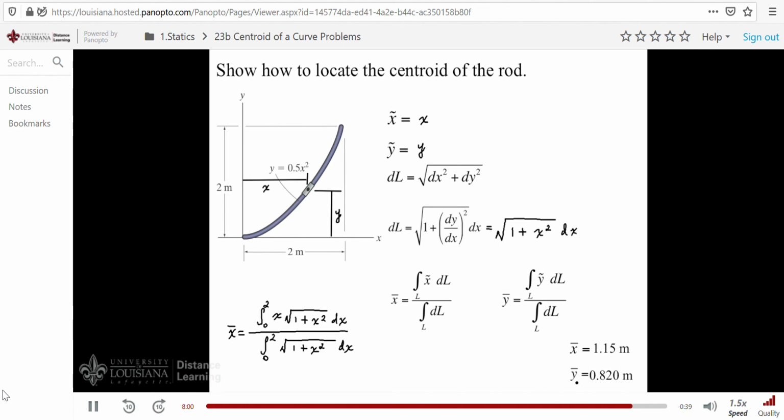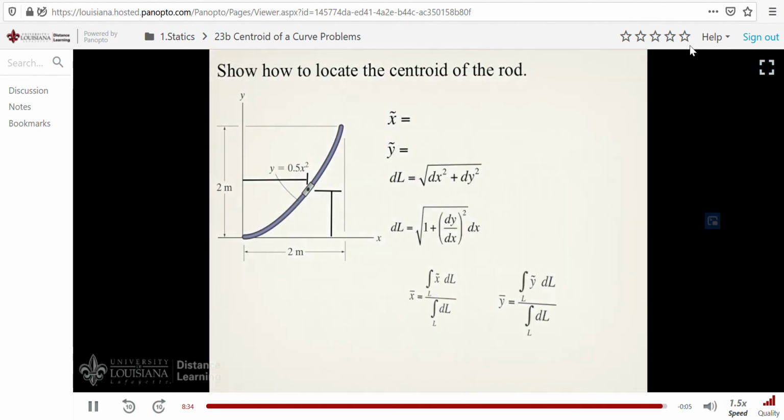You can find y bar by simply putting in y tilde, but you have to express this in terms of x. So from our function right here, this will be written as 0.5 times x squared. Substituting that into here, along with dl, and also down below, carrying out the integration from 0 to 2, you get the answer of 0.820 meters. You may want to stop the video and check over those answers. And so having completed the problem, now we'll end.